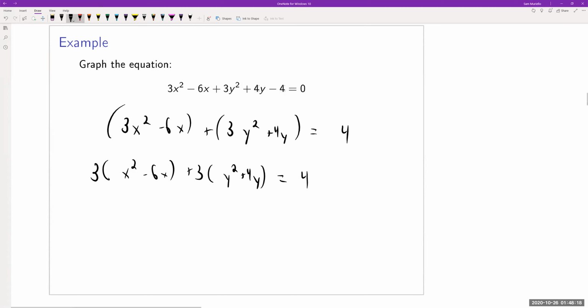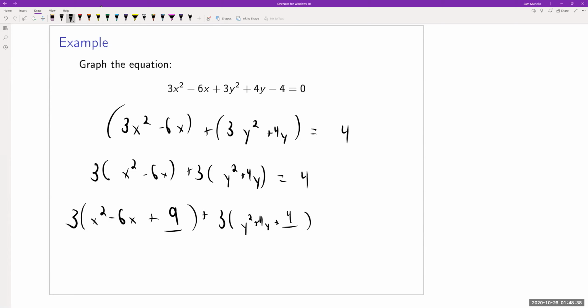Next, we will complete the square by adding the missing piece. Recall from the earlier section that the missing piece we'll need to add is going to be b over 2 squared. So that'll be 6 over 2 is 3 squared is 9. And over here, 4 over 2 is 2 squared is 4.